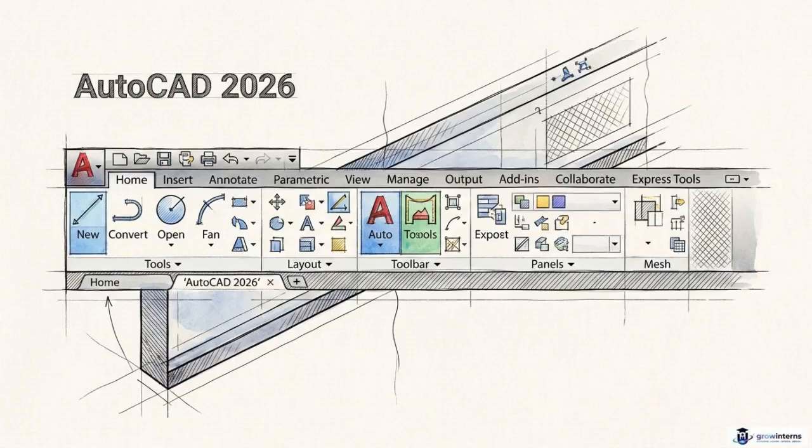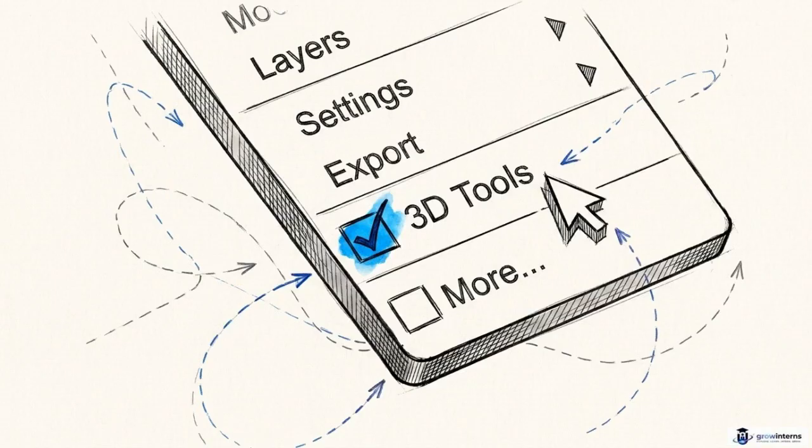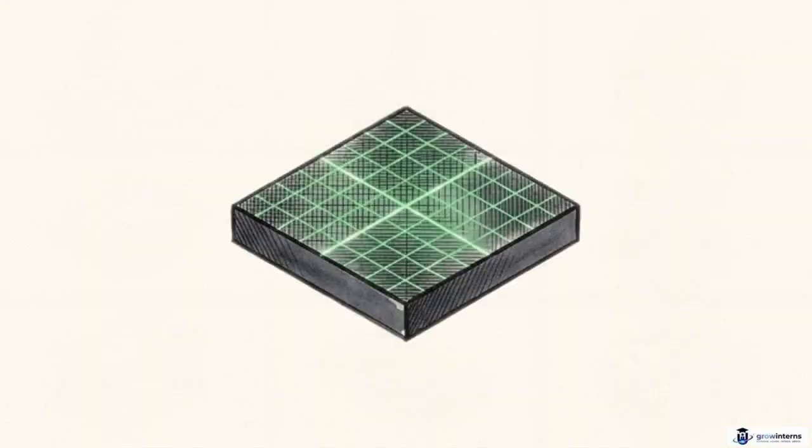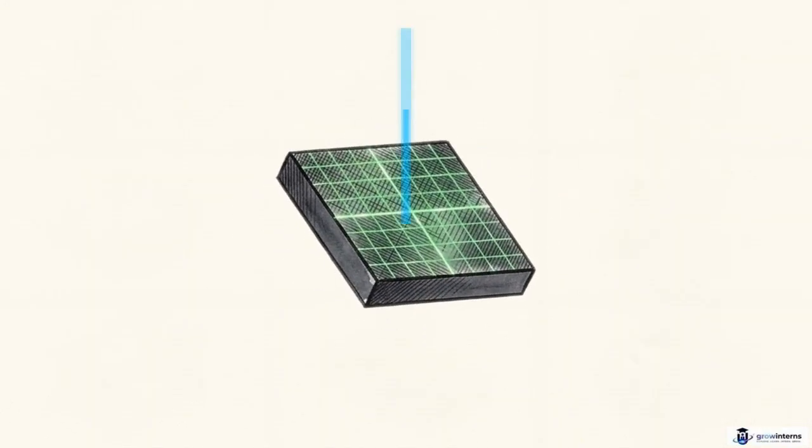If you are using AutoCAD 2026, the 3D commands might be hidden by default. To bring them up, right-click anywhere on your top ribbon, navigate to your tabs, and check the box labeled 3D Tools. Next, look to the right side of your screen and click your View Cube. This tilts the grid and reveals the Z-axis, providing the depth needed to build your workspace.